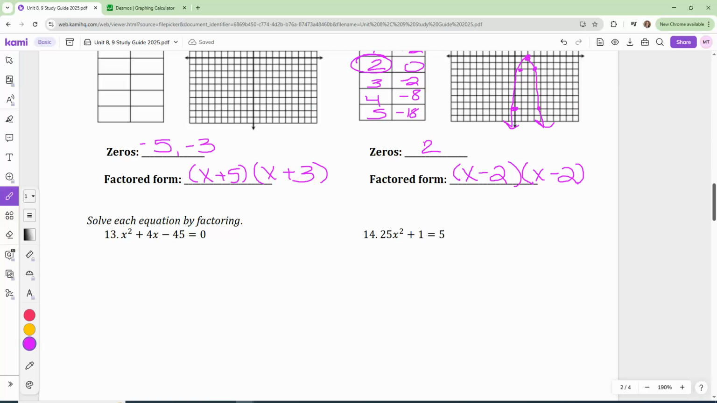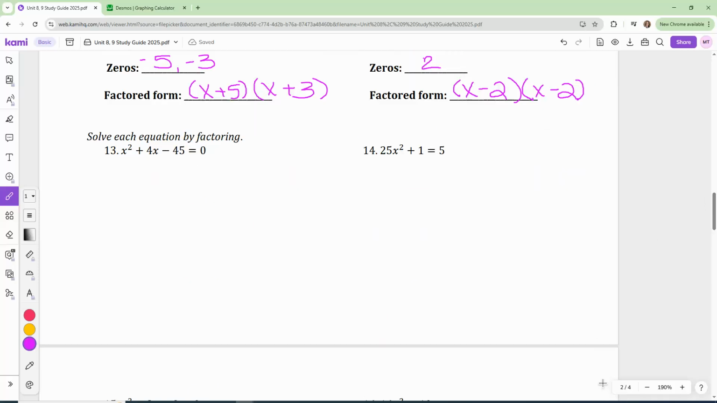Alright, I am going to take a little break. Let's check the first couple and see how we're doing. On these, remember, you're looking for 2 numbers that multiply to -45, add to +4. What are they?